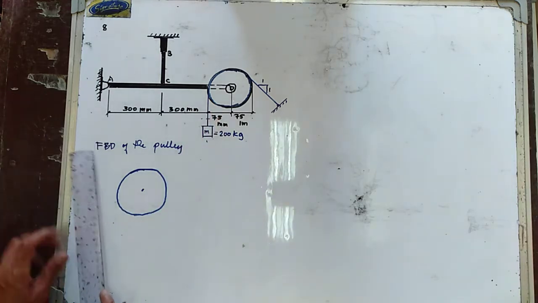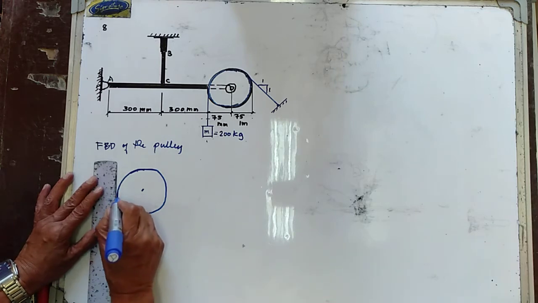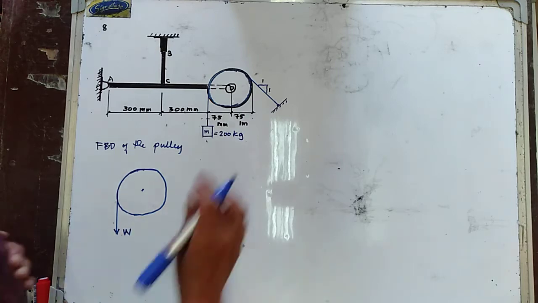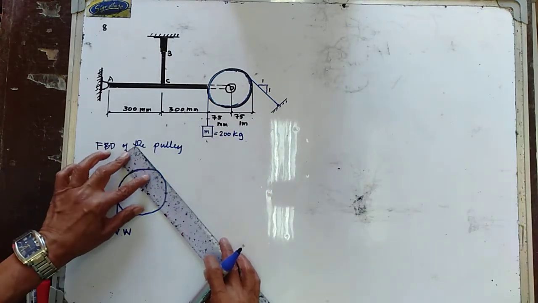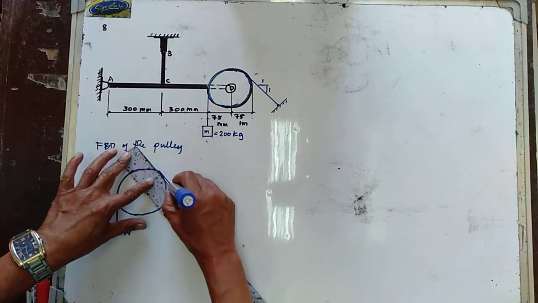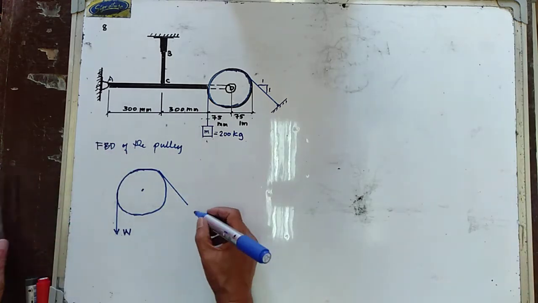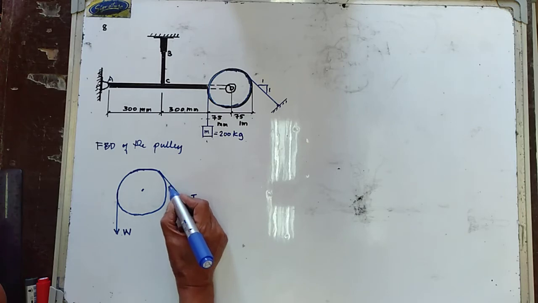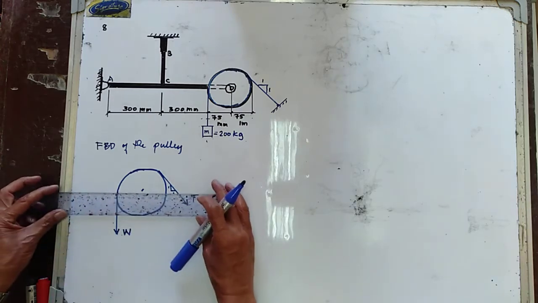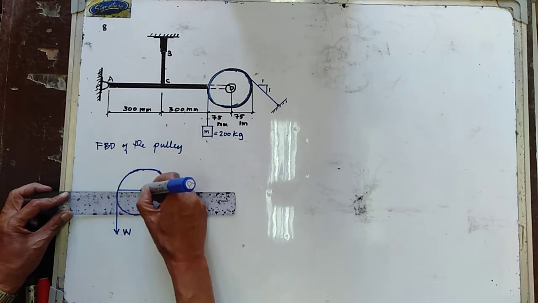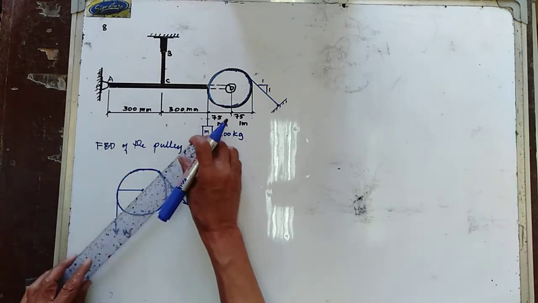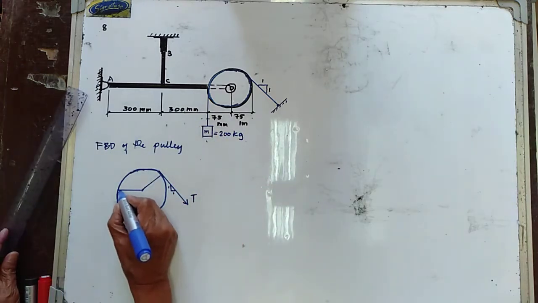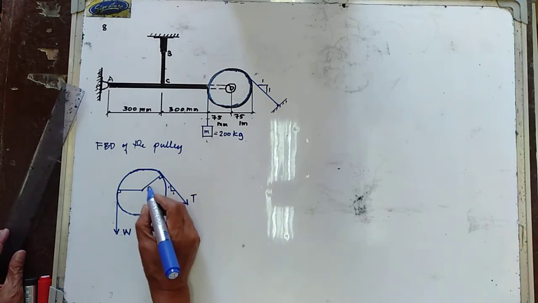So we have now the weight, this is your W. And then we have the cable, the tension in the cable. Let us consider this one as your T. The slope of the cable is 1:1. Hence, this one is now the radius, 75 mm, and this one in here is also the radius, which is 75 mm. That one is 90 degrees.